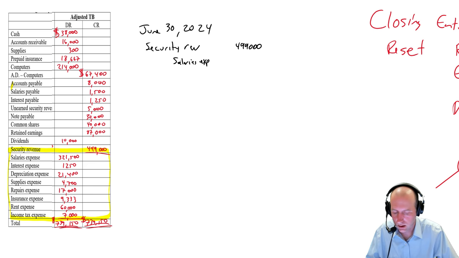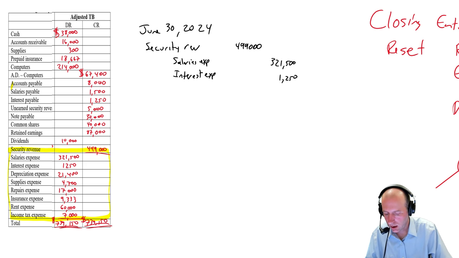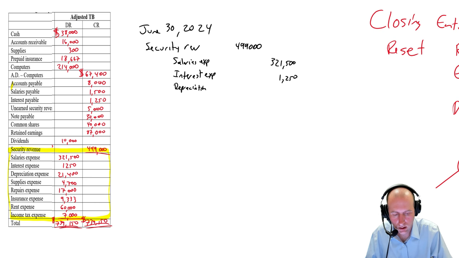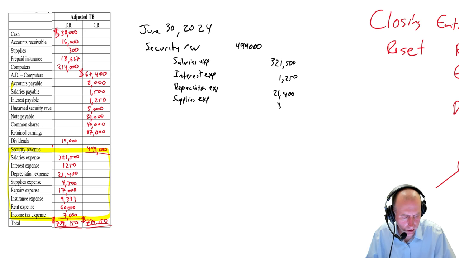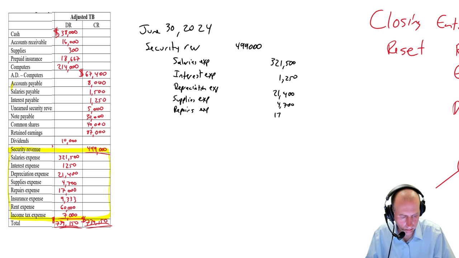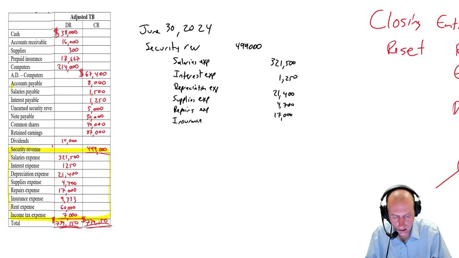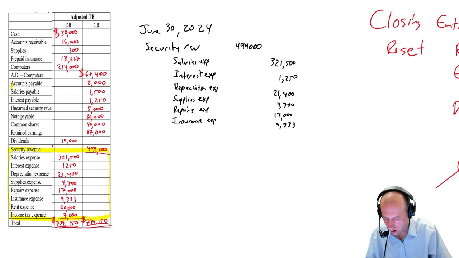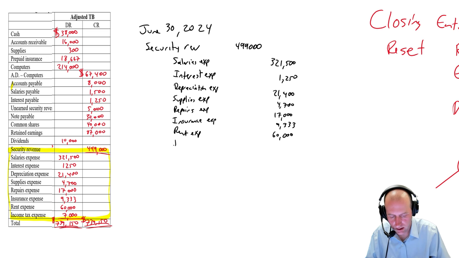salaries expense 321,500, interest expense 1,250, depreciation expense 21,400, supplies expense 4,700, repairs expense 17,000, insurance expense 9,333, rent expense 60,000, income tax expense $7,000.